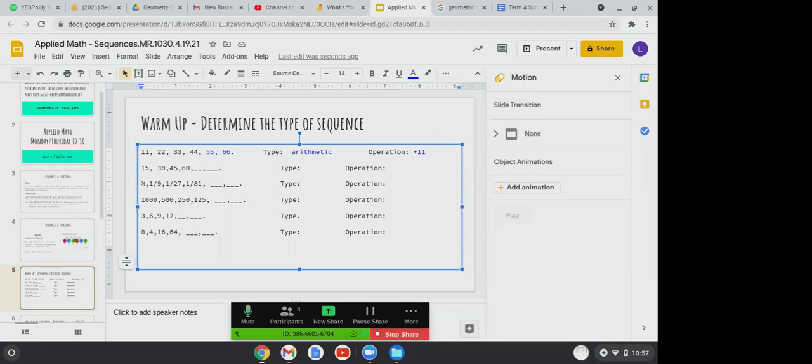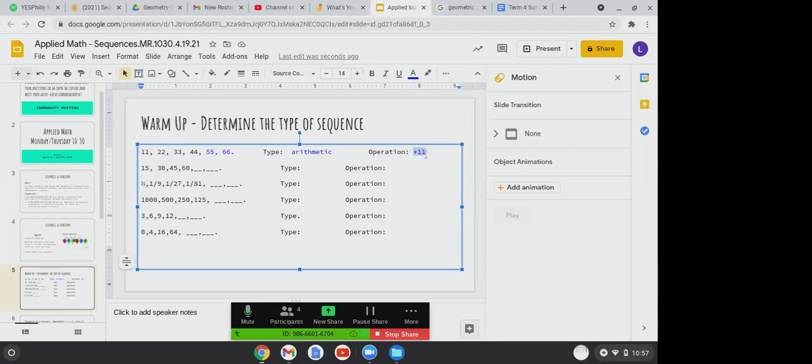15, 30, 45, 60. What are you doing? Tell me the next two. Then we're going to put in a type. And you're going to tell me what is the operation that you are continuously doing that is moving you through the sequence. You add 15. Add 15. Talk to me, math student.